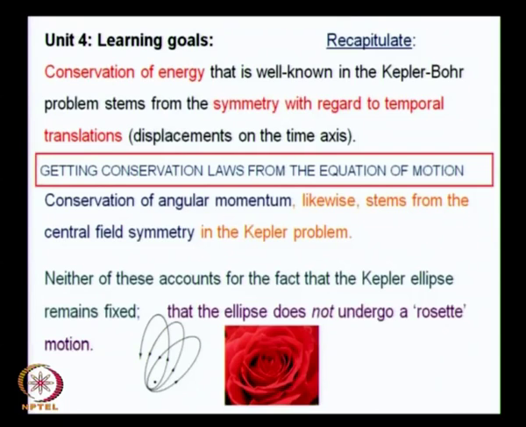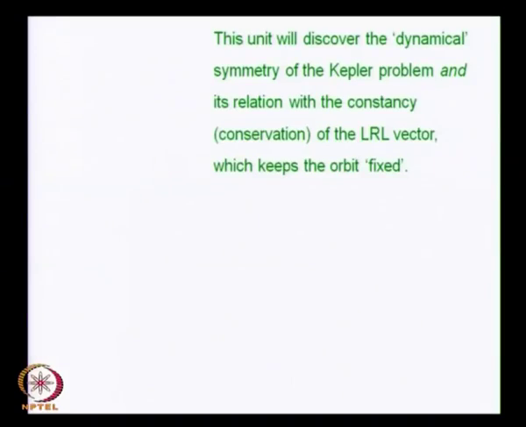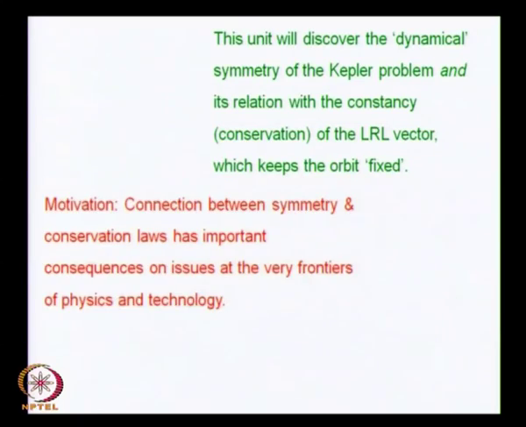So, we will try to understand what is the origin of the fact that the ellipse itself is fixed, it does not precess. And this is connected to what is known as the dynamical symmetry of the Kepler problem, and there is a vector quantity which is conserved, which is along the major axis of the ellipse. So, that remains fixed. This vector is called the LRL vector or the Laplace-Runge-Lenz Vector, and we will study this.